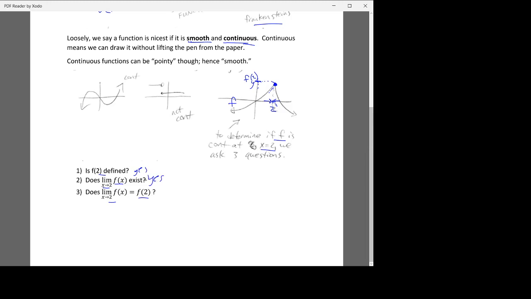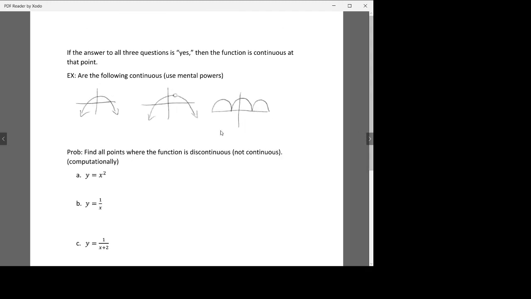And then, are those two the same thing? Yeah, this point where they both meet is the same as if I just plugged it in. So I would say, yeah, the limit, obviously from this picture, exists at that point. So are the following continuous?